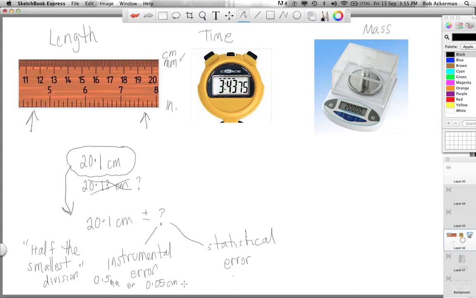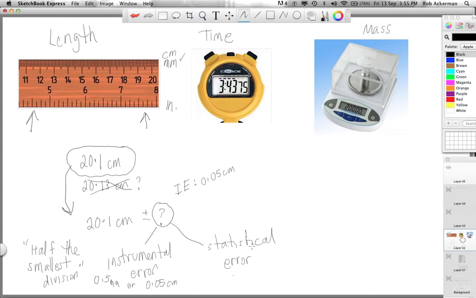0.05 centimeters. And the idea here is that once you get into divisions of the smallest division on a measuring device, you're really starting to estimate where the true answer, the true measurement lies. So as a starting point, we usually always add in at least half the smallest division as an uncertainty. So here I would add in for instrumental error, let's say 0.05 centimeters. The statistical error is something different.